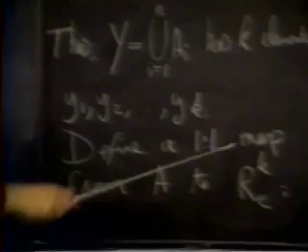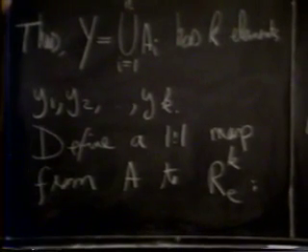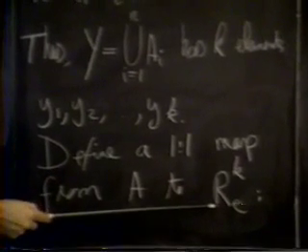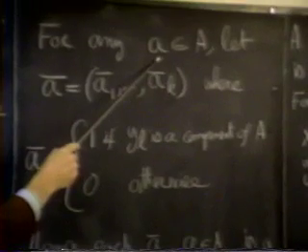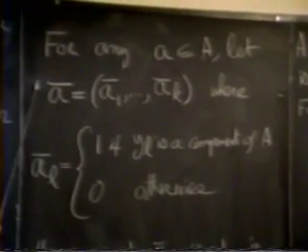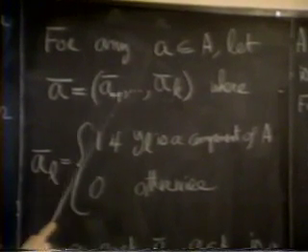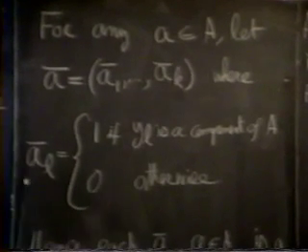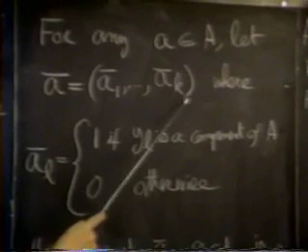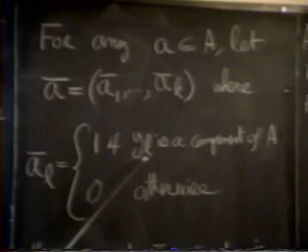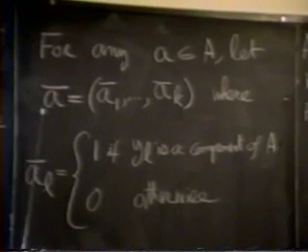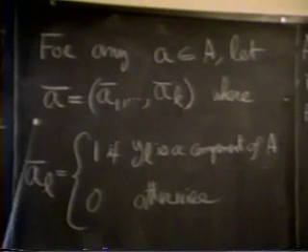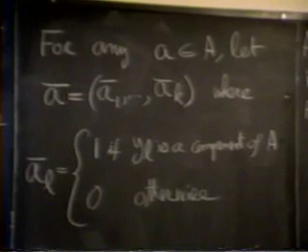Next, we define a one-to-one map from A, which is in fact our product set, to the reals to the k power. And the mapping is defined as follows. For any element a, any cell in our matrix, or any element in our product set, we'll define a bar to be a vector with k components, denoted a1 bar up to ak bar, where a bar l, where l goes from 1 to k, is defined to be 1 if yl is a component of a and 0 otherwise. So in a way, a bar could be viewed as a characteristic function of a. It simply tells us which levels are included in that particular element.